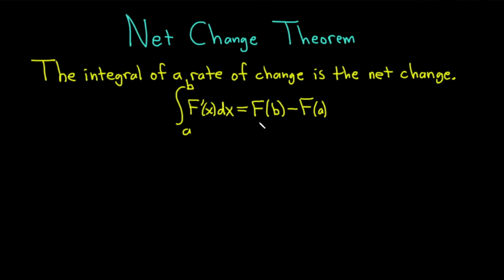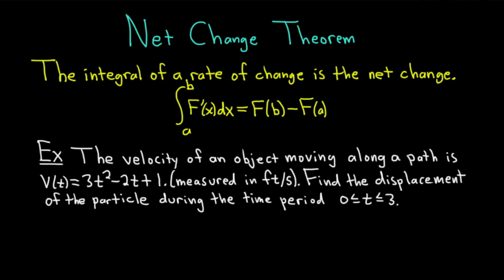So you're integrating a rate of change and you're getting a net change. Let's go ahead and do an example using the net change theorem. Let's read the example. The velocity of an object moving along a path is v of t equals 3t squared minus 2t plus 1, measured in feet per second. Find the displacement of the particle during the time period where t is between 0 and 3.